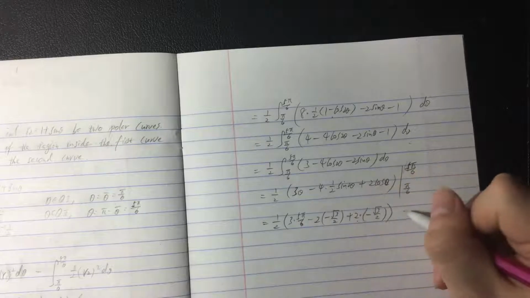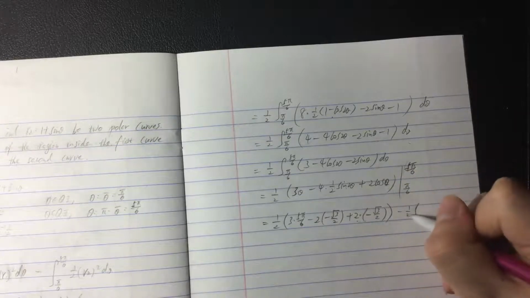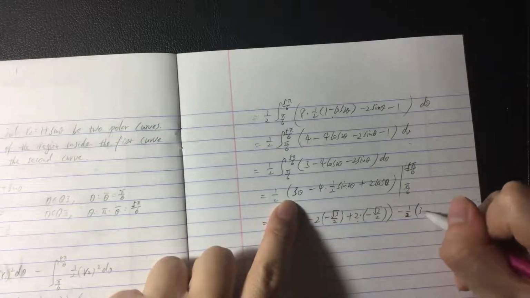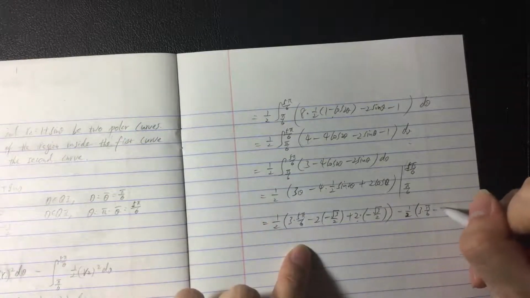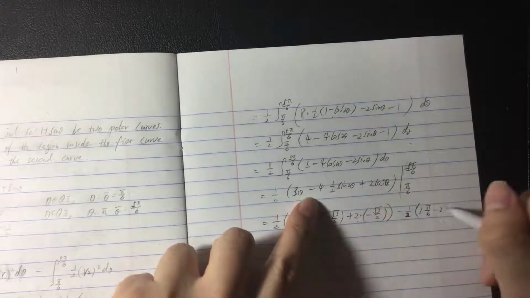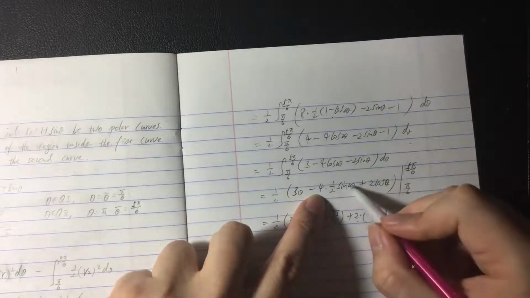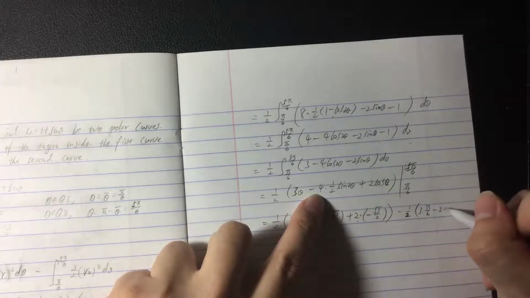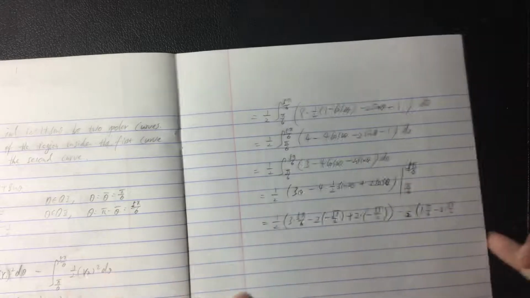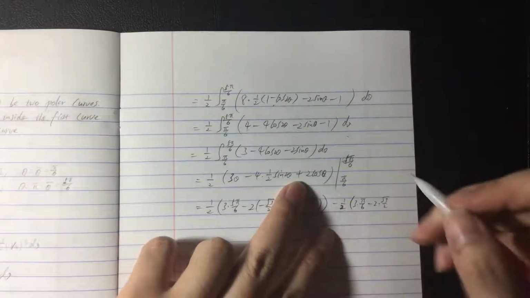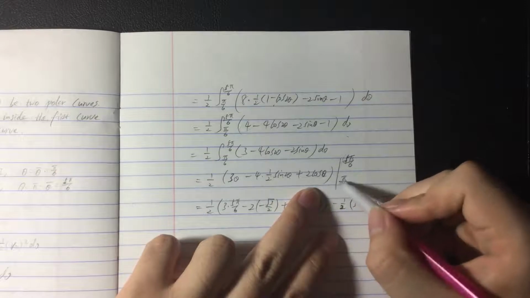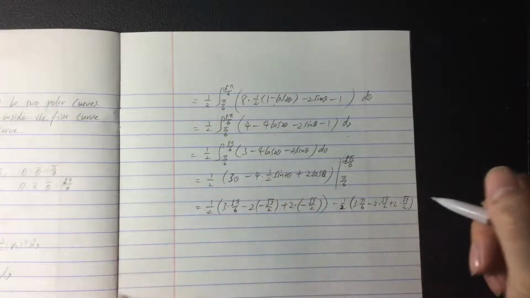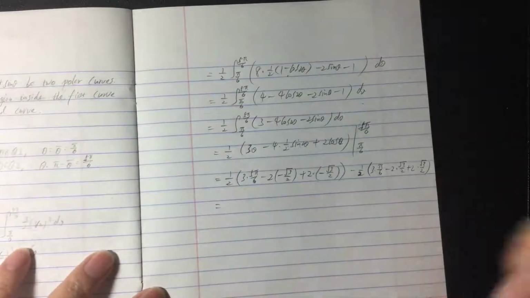Next, plugging in pi over 6, we have 3 times pi over 6 minus 4 times half is 2. If I plug in pi over 6 here, 2 times pi over 6 is pi over 3. Sine pi over 3 is radical 3 over 2. If I plug in pi over 6 here, cosine pi over 6 is radical 3 over 2. Then simplify.